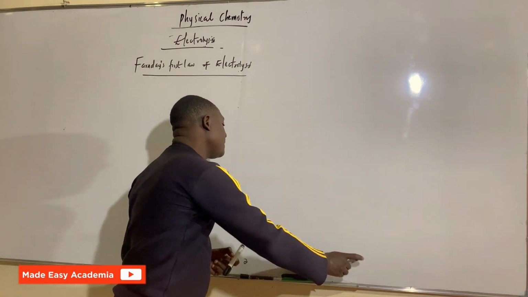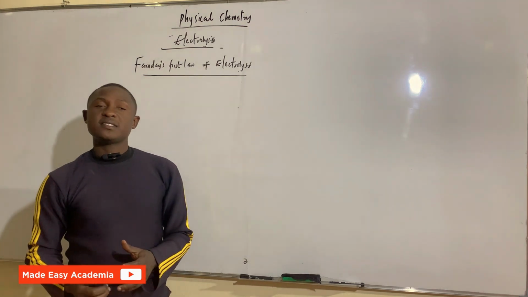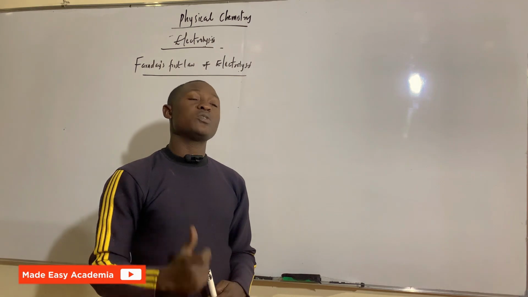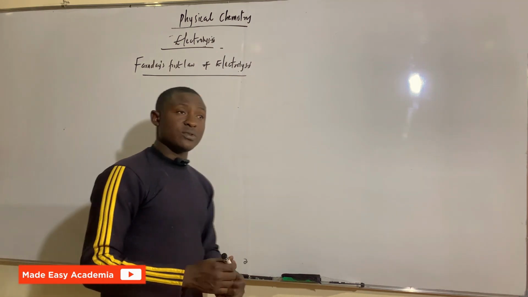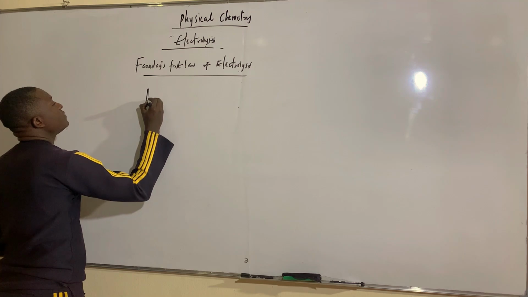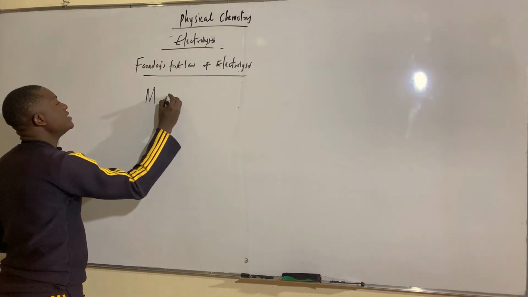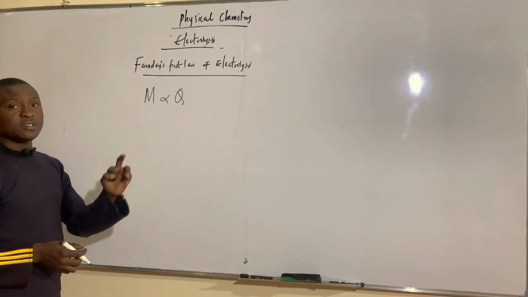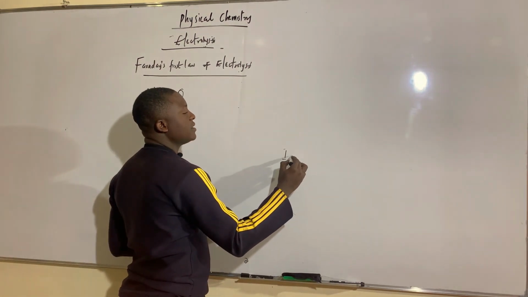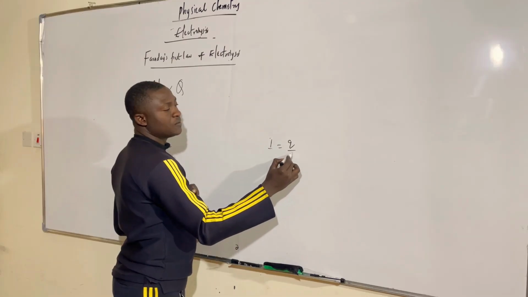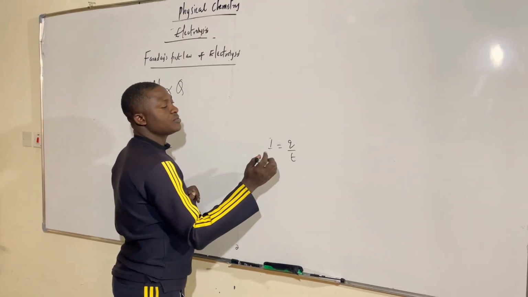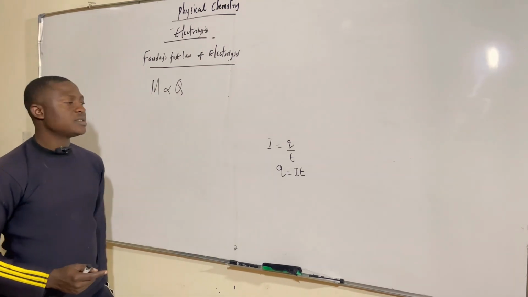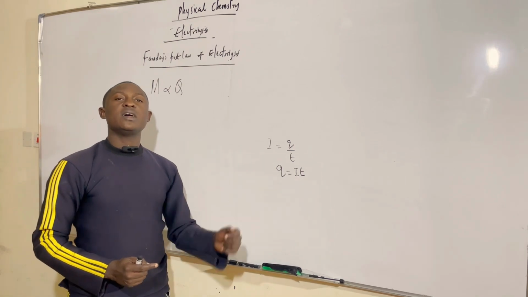Faraday's first law of electrolysis states that the mass of a substance liberated during an electrolysis is directly proportional to the quantity of charges passing through the electrolyte. In physics, current is the rate of moving charges, right? So if I make Q the subject, I can have Q equal to IT. Q is the quantity of charges, I is the current, and T is the time taken.